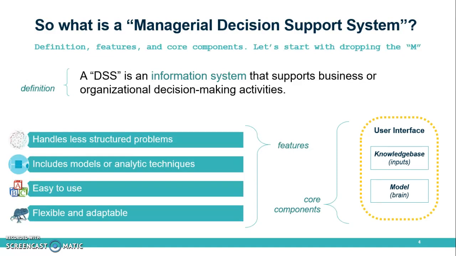Some of the core components, there's really three, and then they're encompassed by an overall user interface. Which would be the user interface, knowledge base. So what are the inputs that make the DSS system work? And then the actual model, or the brain behind the decision-making process. And the model really comes into play when we start talking about knowledge-based or model-driven systems. And we'll touch on those shortly.